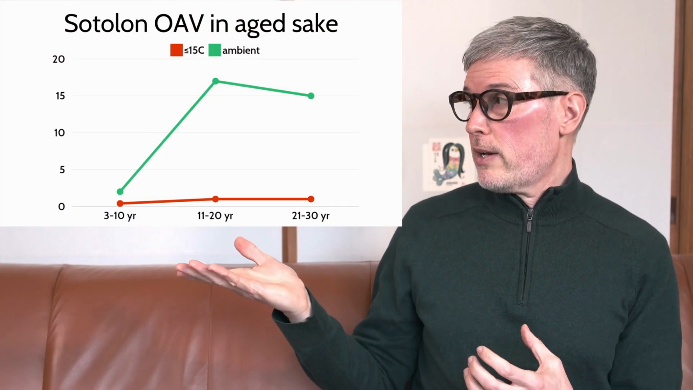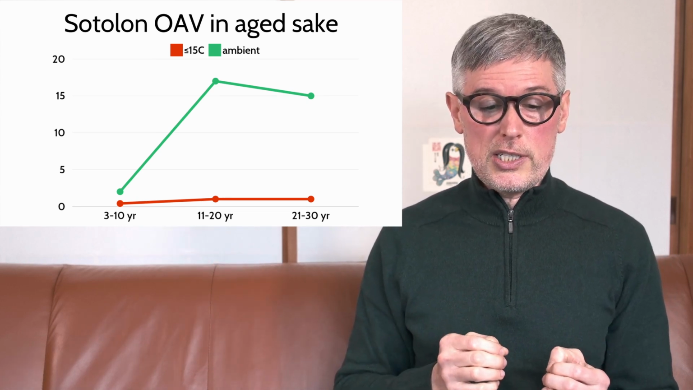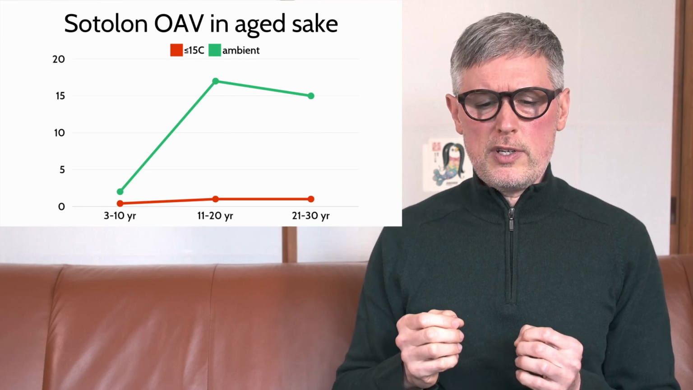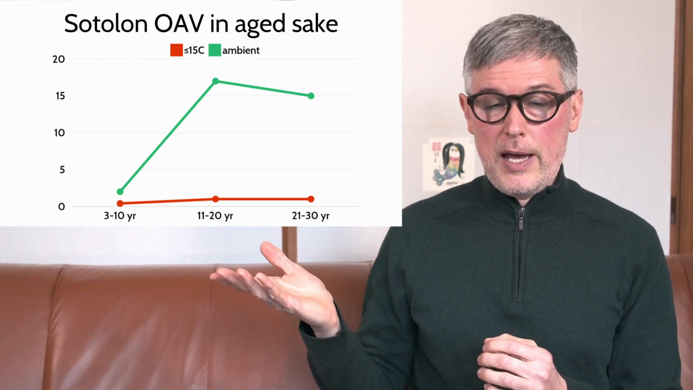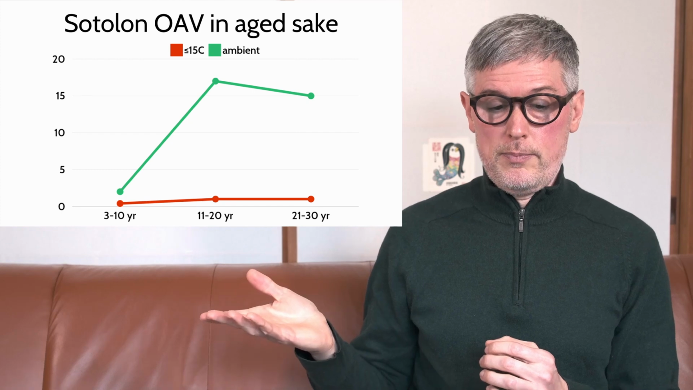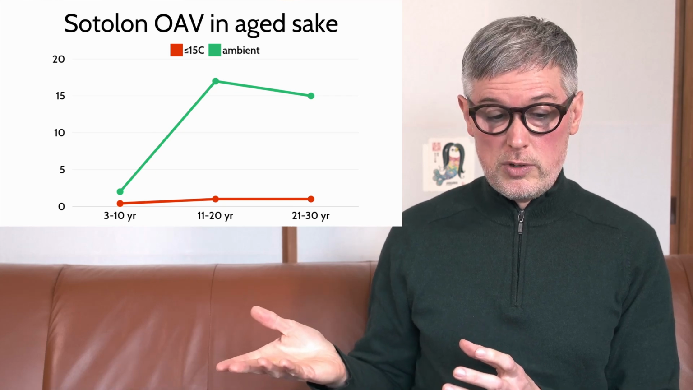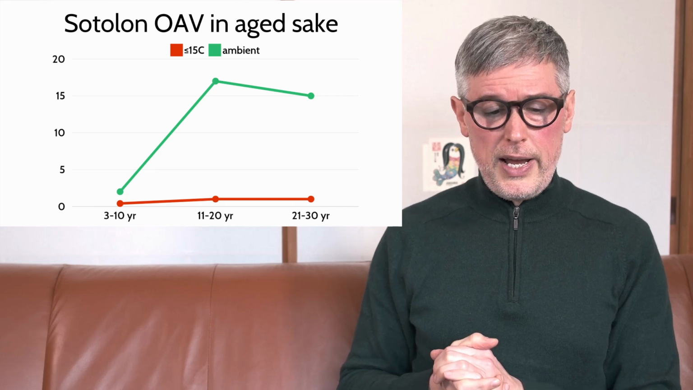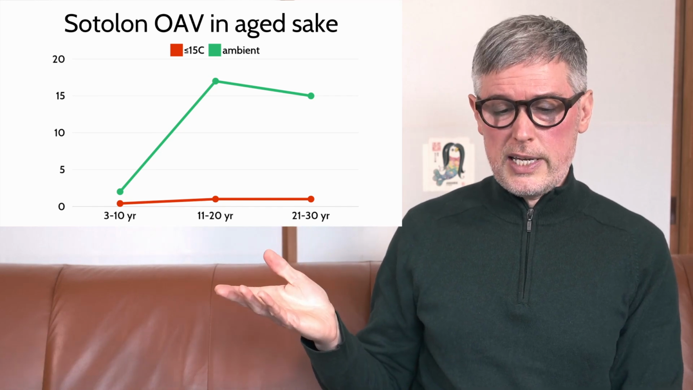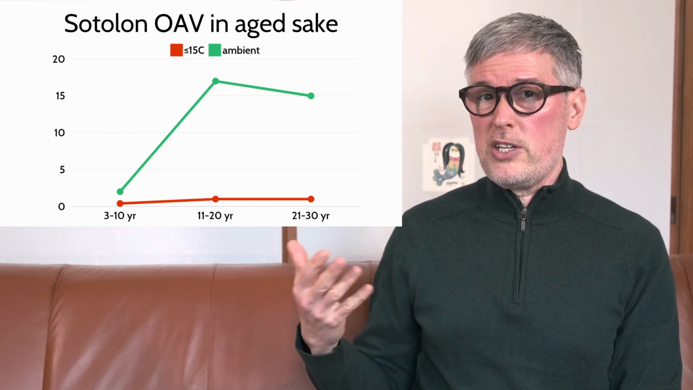But temperature is also hugely important, as we can see from this graph. I've adapted it from a study on sake aged in different conditions, and here we have the odor activity value of sotolon in sake aged at ambient temperature in green and below 15 degrees C in red. We can see clearly that warmer conditions produce much higher amounts of sotolon, but levels seem to peak after about 10 years. On the other hand, the increase in cool stored sake is much slower, reaching its threshold value of 1 only after many years of aging.